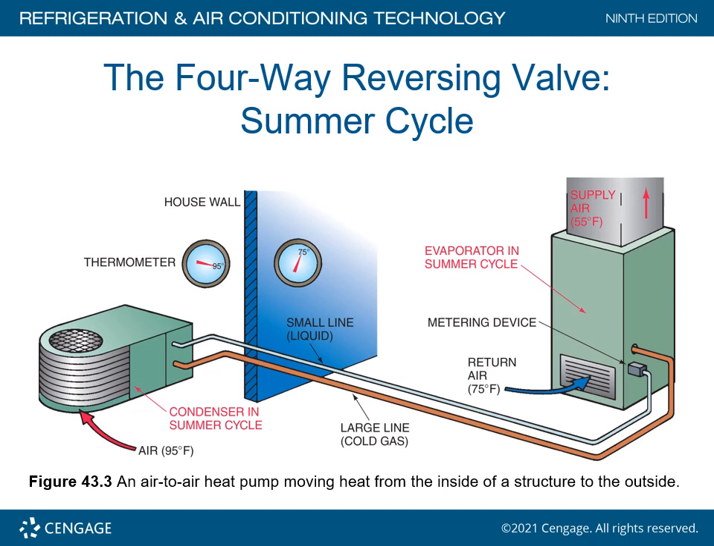So basically, you still have your large vapor line, and you still have your small liquid line. And then, of course, you have the outdoor unit here, and we have air, in this case, 95 degrees Fahrenheit. And basically, if we take 95 in, we should see at least 10 degrees difference leaving this thing. So an air-to-air heat pump moves heat from the inside of the structure to the outside, very similar to air conditioning.